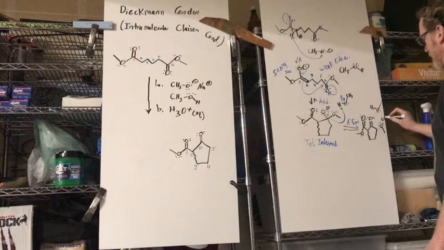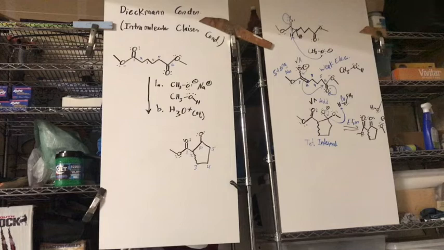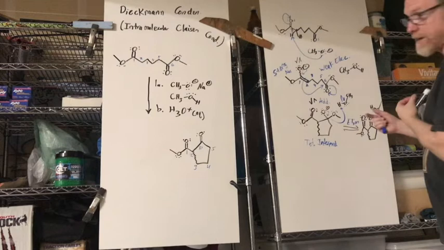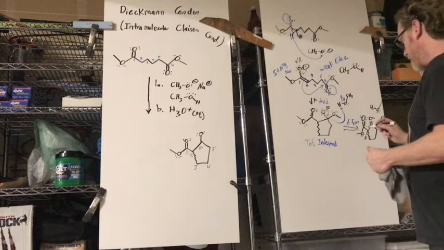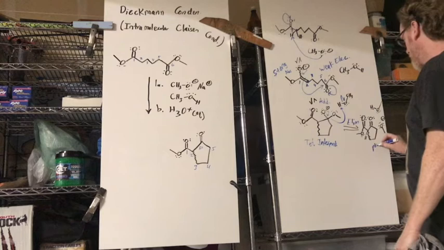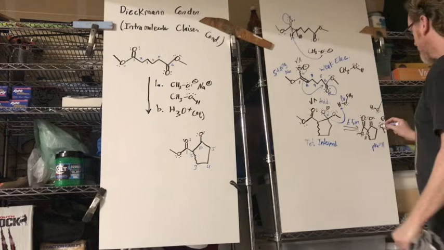Okay, so am I done? Is the reaction over? It's not. This alpha carbon here has a ketone and an ester alpha to it, so it's actually going to be fairly acidic. The pKa of this one is about 11. So under basic conditions like we're at, that's going to be deprotonated.